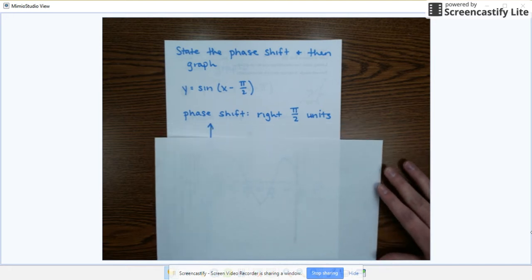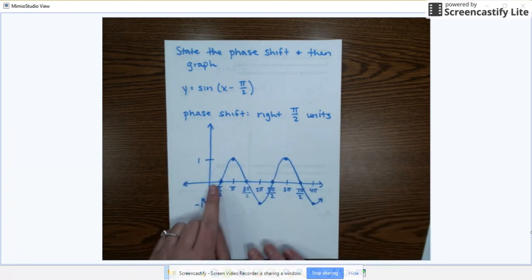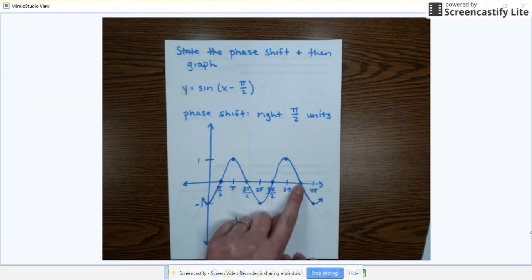So sine, remember, starts at your origin, and then we know we need to take that and move it to the right, pi halves. So we're going to shift our starting point to the right. We know we've done nothing with our period, so our period is still 2 pi, so we'll end over here at 5 pi halves.